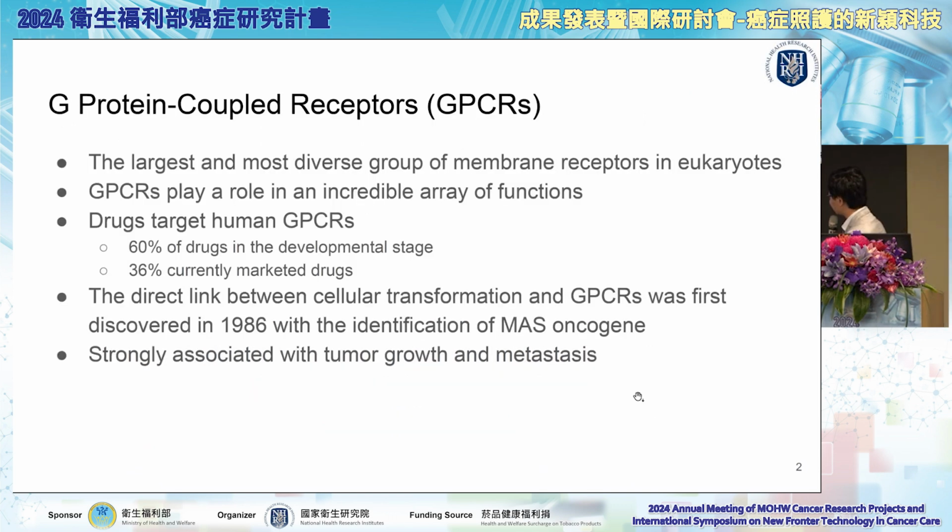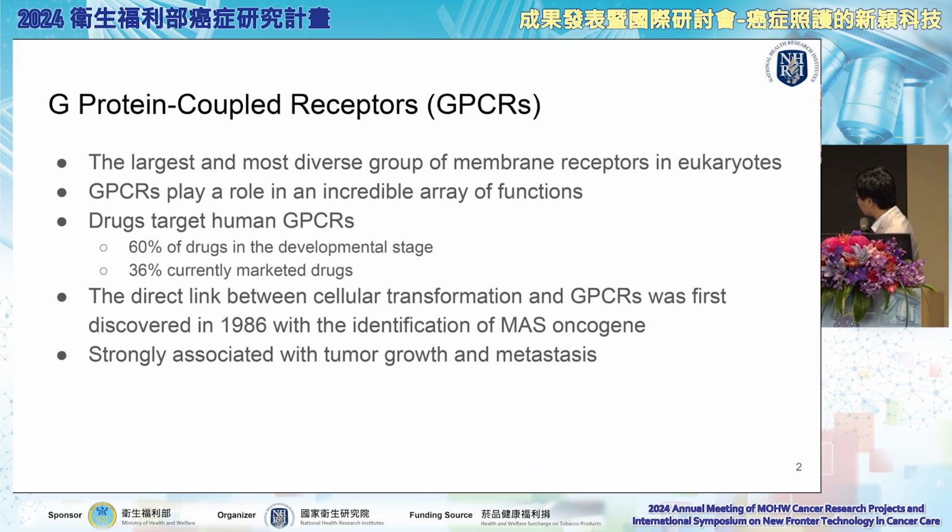This is GPCR 101, and I will go through it quickly. GPCRs are the largest and most diverse group of membrane receptors in eukaryotes, and they play a role in many functions. In one survey, 60% of drugs in the development stage target human GPCRs, and 36% of currently marketed drugs also target human GPCRs.